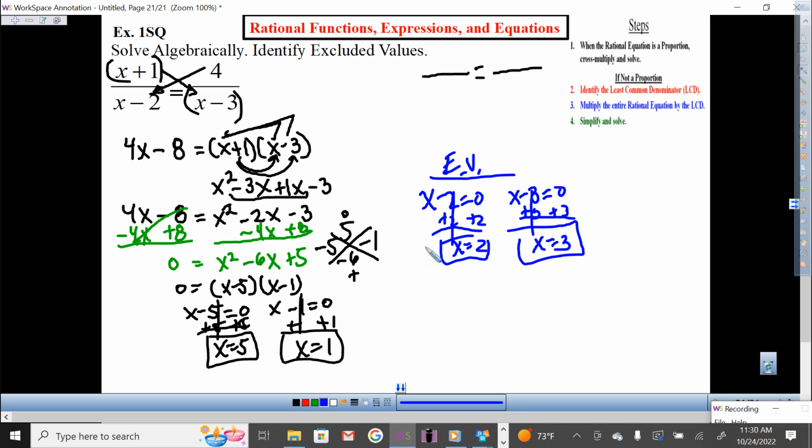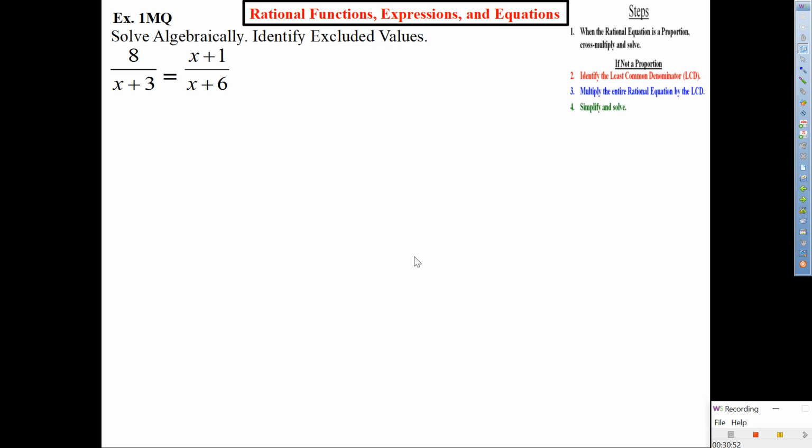From 1 to 5, how comfortable are you with this so far? 4, 4, 4, 4. Okay, we need practice. Okay, I'm going to give you one almost exactly the same. Should be able to do the whole thing. Ready? Here you go. Example 1: 8 over x plus 3 equals x plus 1 over x plus 6. Copy that and go. I'll give you some time.